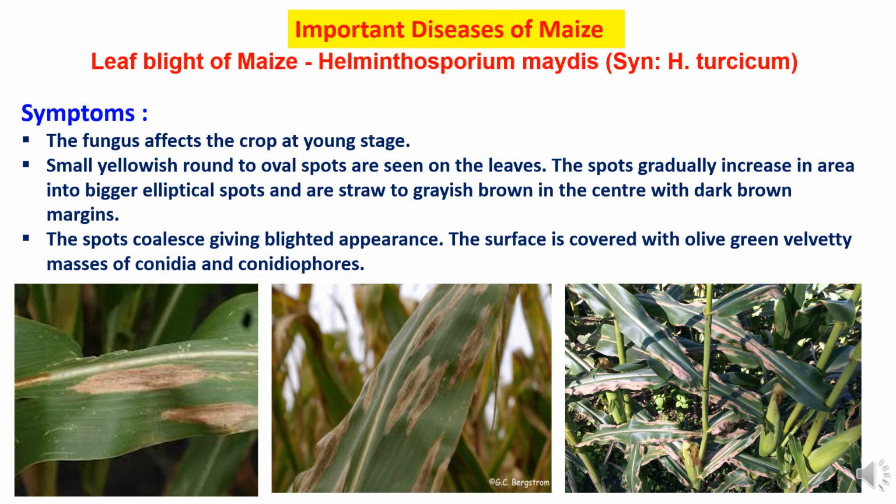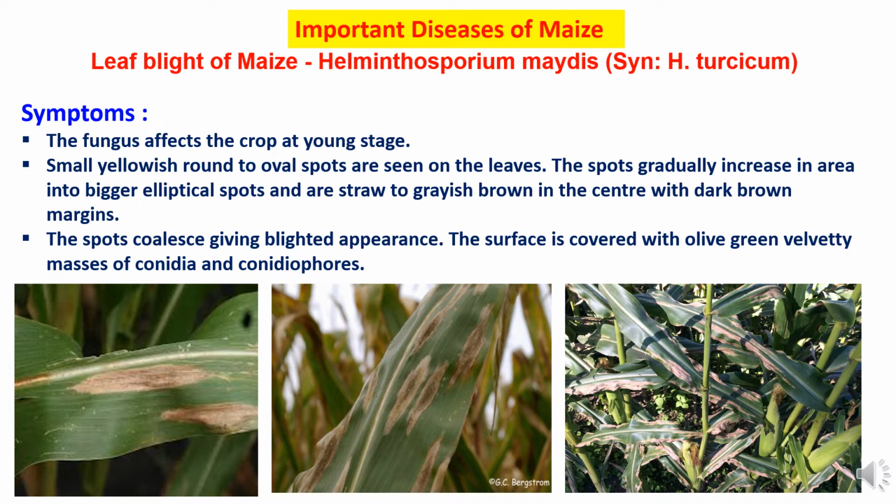Now we will study the important diseases of maize crop. First one is leaf blight of maize, which is also known as Turcicum leaf blight, and this is caused by the fungus Helminthosporium maydis. The symptoms: the fungus affects the crop at young stage.